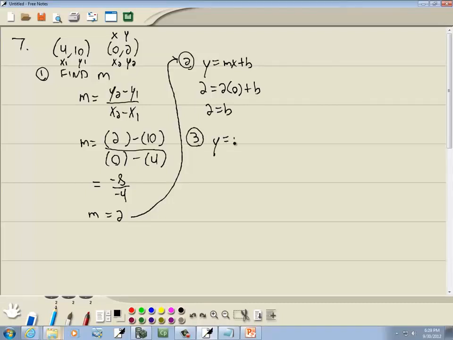Now we can't forget step 3. Step 3 was to actually write down our answer. From step 1 we said m was 2, and from step 2 we said b was 2. So plug those in. And that would be our answer. y is equal to 2x plus 2.